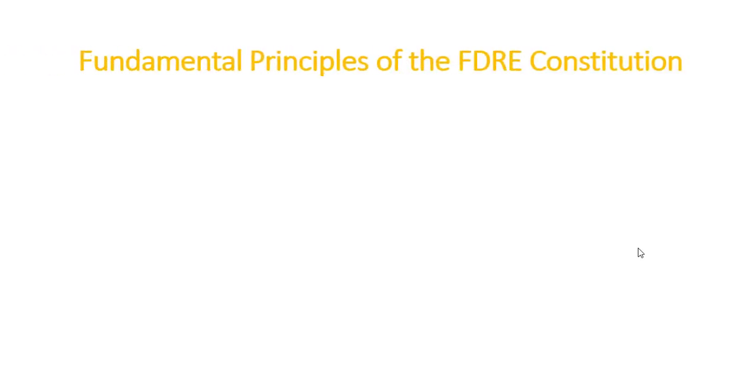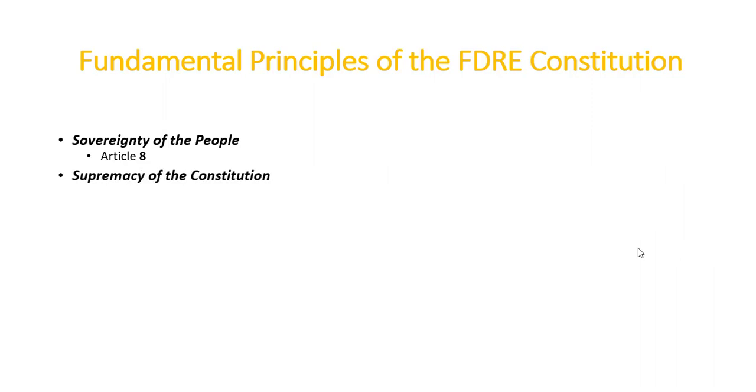What are the fundamental principles of the Federal Democratic Republic of Ethiopia Constitution? First, sovereignty of the people. It indicates that the power is vested in the hands of the people, as stated in Article 8. All sovereign power resides in the nations, nationalities, and peoples of Ethiopia. Hence, citizens are legally recognized as the ultimate source of political power. Second, supremacy of the Constitution. According to Article 9, the Constitution is the supreme law of the land. Any law that contradicts the Constitution has no legal effect.